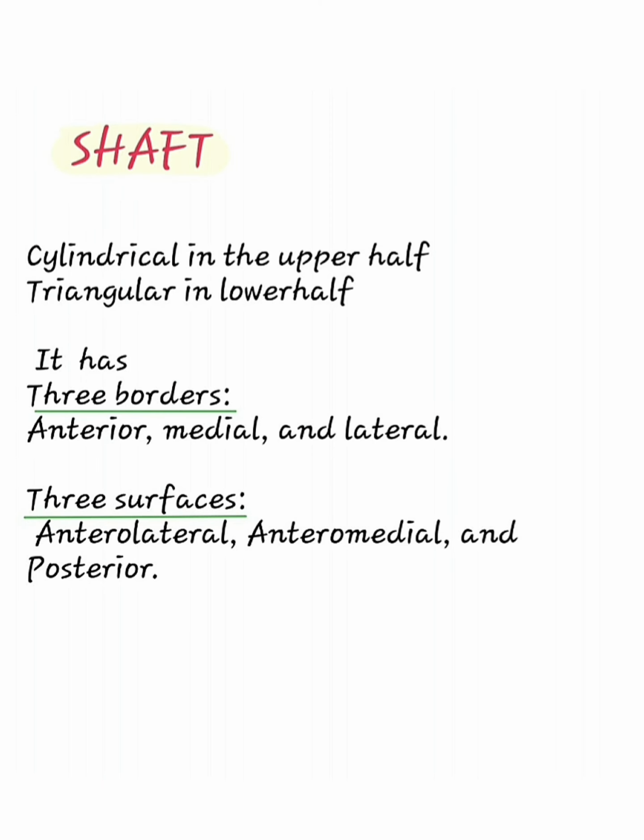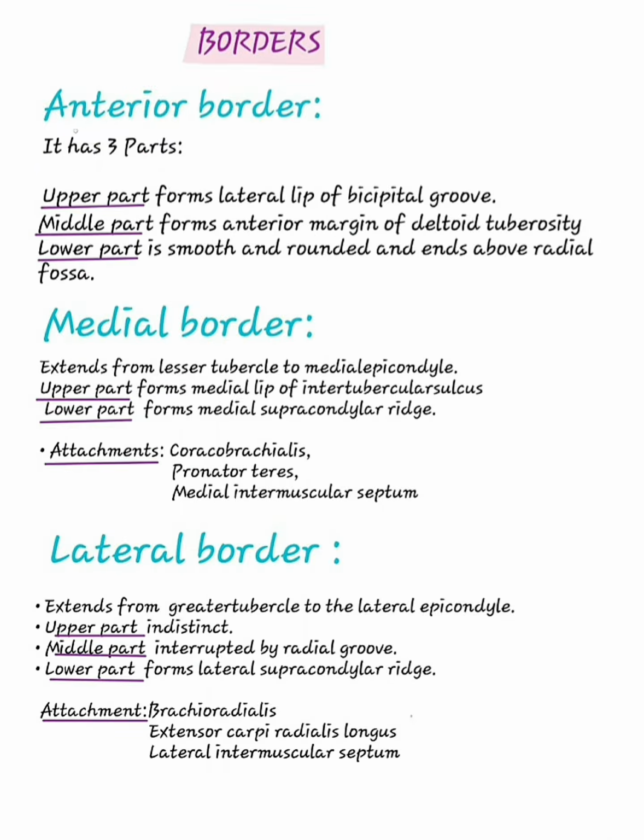Now let's see about shaft. It is cylindrical in the upper half and triangular in the lower half. It has three borders: anterior border, medial border, and lateral border. Three surfaces: anterolateral surface, anteromedial surface, and posterior surface. Anterior border has three parts, medial border has two parts, and lateral border has three parts.